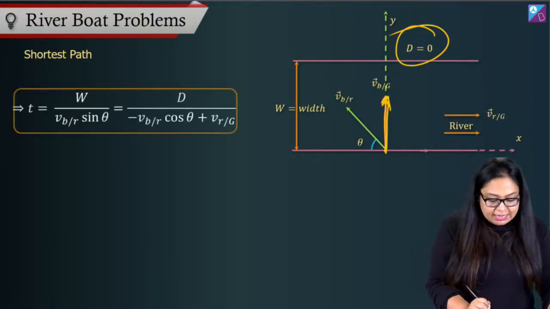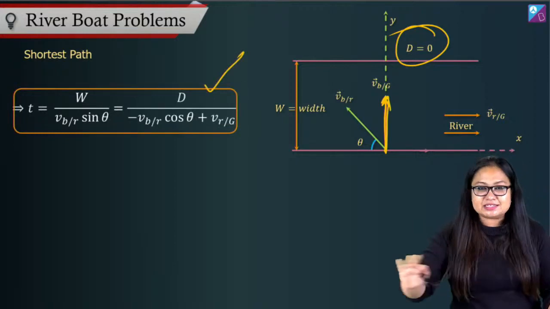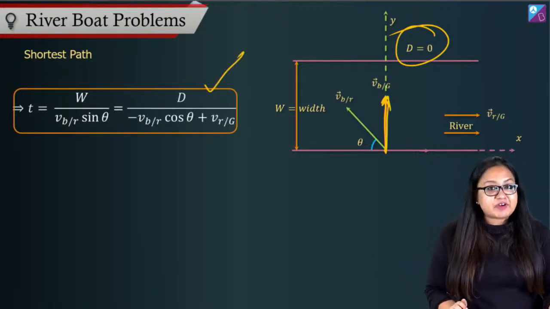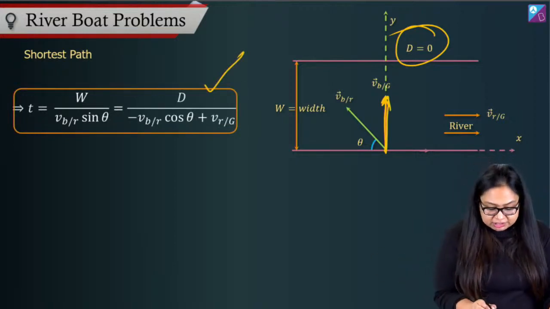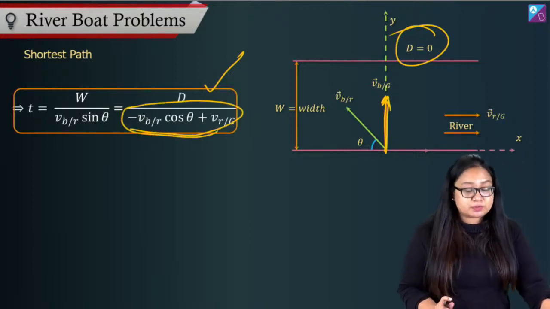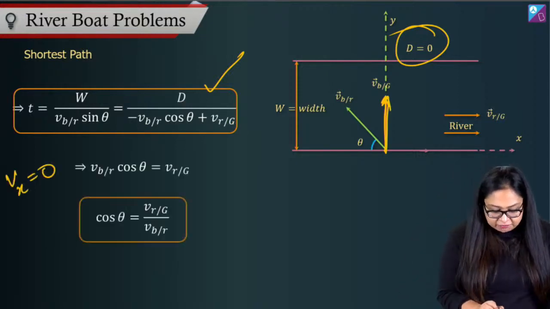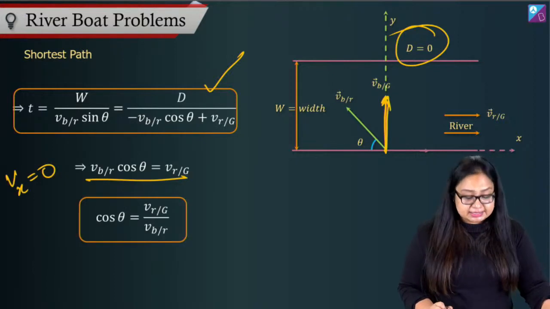Okay. Now this is our original equation, right? For any general riverboat problem. If I talk about x direction velocity, do I look at this? This is the x direction velocity, right? I want this to be 0. I'll say that x direction velocity equal to 0, Vx equal to 0, means VBR cos theta should cancel out VR, right?